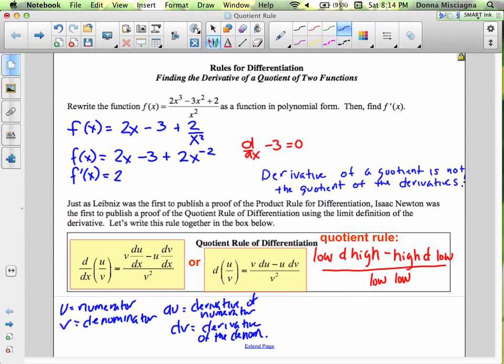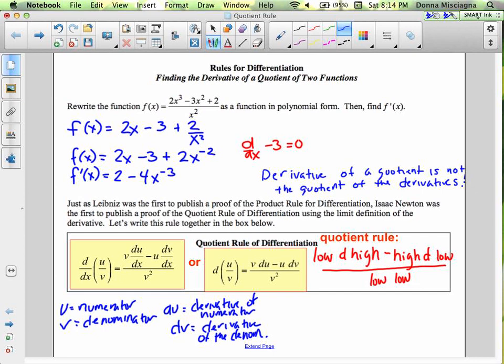And then the derivative of 2x to the negative 2: negative 2 times 2 is going to be, actually I'm going to put a minus in there instead of a plus, minus 4x. Negative 2 minus 1 is going to be negative 3, so it's negative 4x to the negative 3 power.